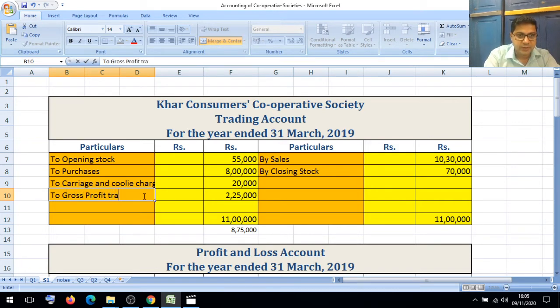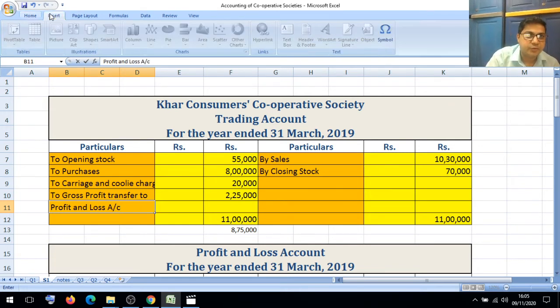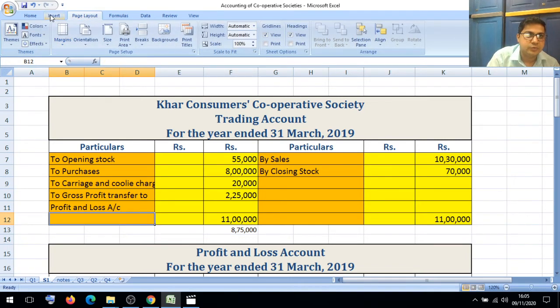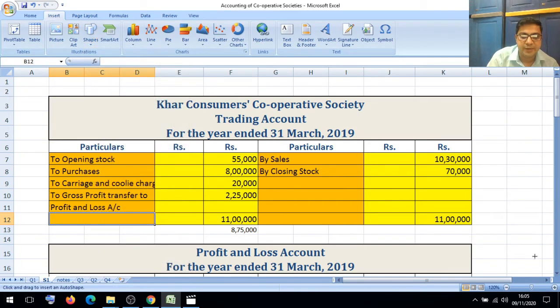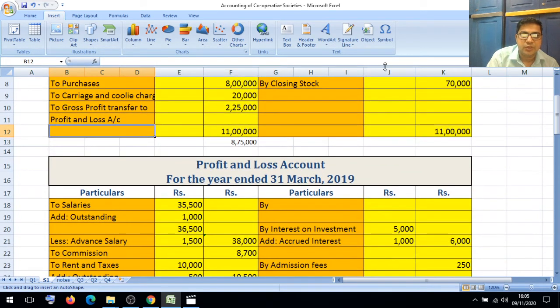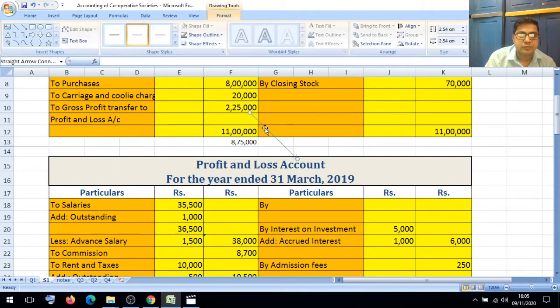we can say that it is gross profit, and it is transferred to, where do we have to transfer gross profit? To the profit and loss account. This gross profit we will transfer to the profit and loss account. These things you have to keep in mind. Whenever it is transferred, it was on the debit side, now it is put on the credit side of the profit and loss account.